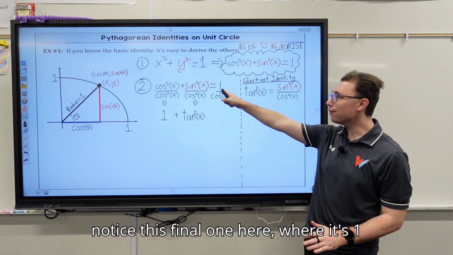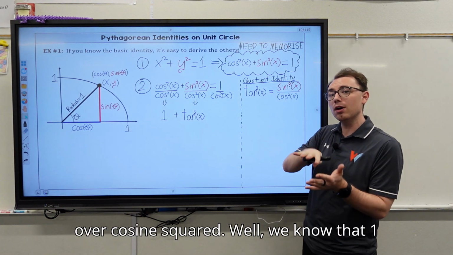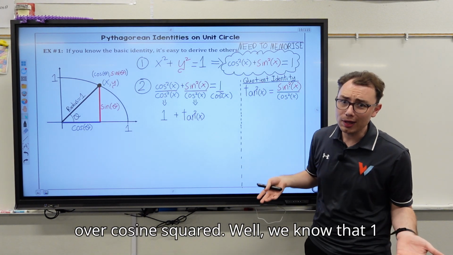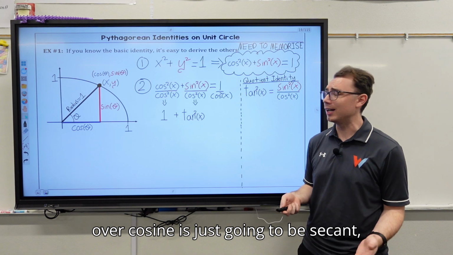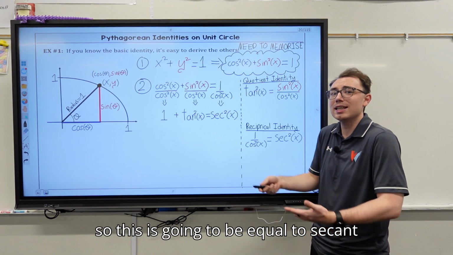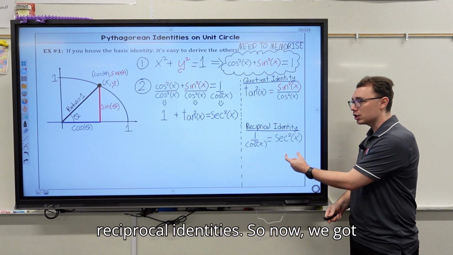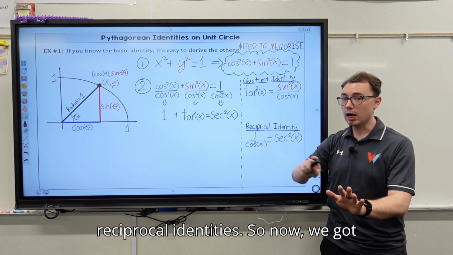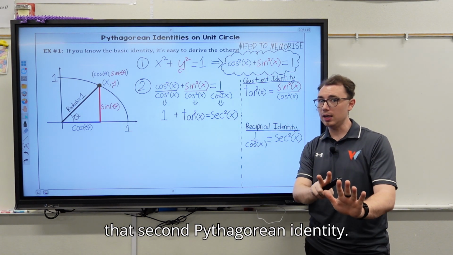And notice this final one here, where it's 1 over cosine squared. Well, we know that 1 over cosine is just going to be secant, so this is going to be equal to secant squared. And that's one of those reciprocal identities. So now we got that second Pythagorean identity.